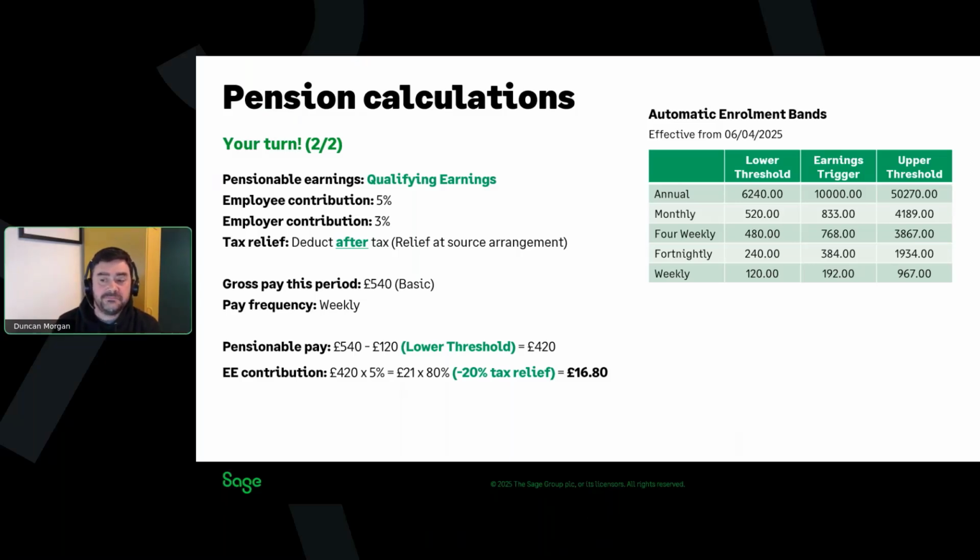Employee contribution. So 5% of the pensionable earnings is £21, but because it's deducted after tax, that needs to be further reduced by 20% or multiplied by 80%. So the employee contribution is £16.80, which loads of you have got, so well done. And the employer contribution, £420 times 3%, is £12.60.